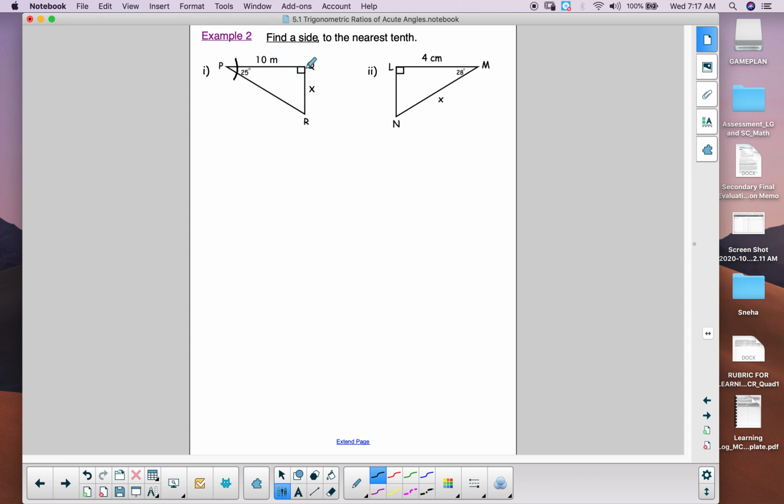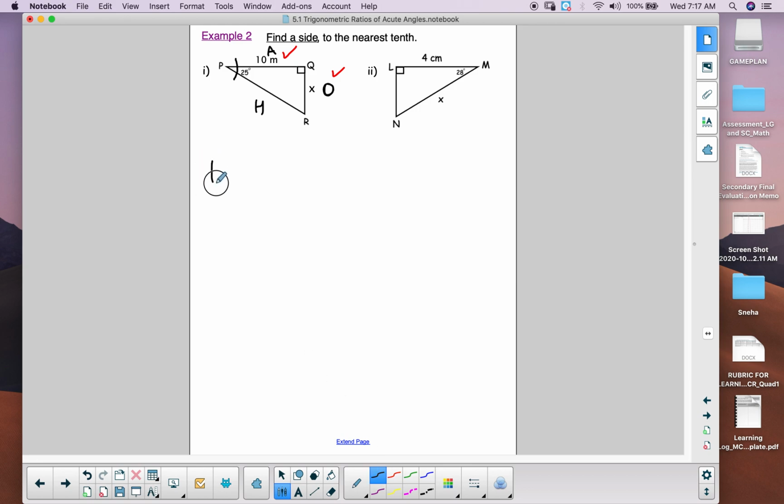So let's label our triangle first. Opposite Q is the hypotenuse. Opposite 25, which is the acute angle, is X, so that is the opposite side. And adjacent to it is 10 meters, so that becomes the adjacent side. Looking at the three trig ratios, we can see that the ratio that relates these two sides, the X, which we have to solve for, and the 10, which is given to us in the question, opposite and adjacent, is the tan ratio.